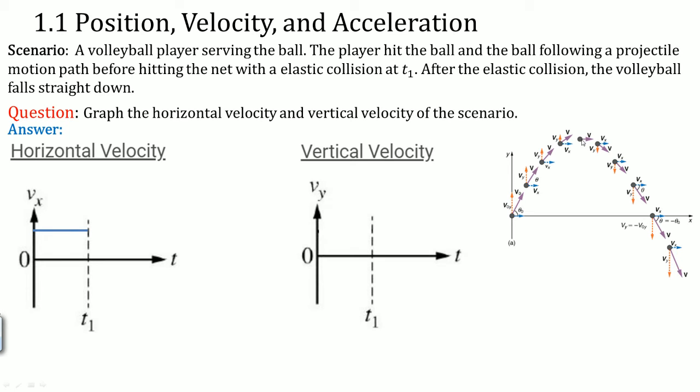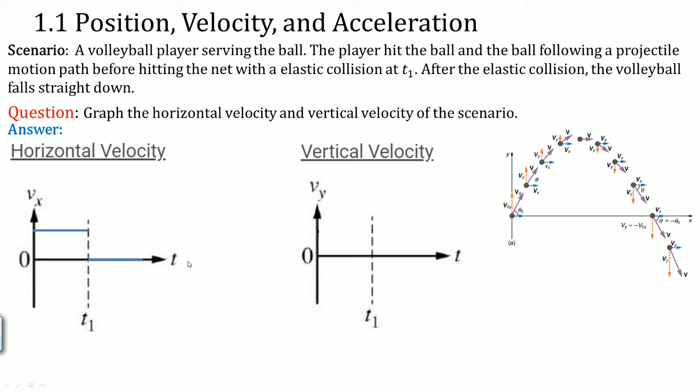Once it hits the net at T1, it no longer has a horizontal velocity because it hits the net and stops. Then it falls straight down. As it falls straight down, there is no horizontal velocity. That is why the second part is flat. This is considered a piecewise step function. It's constant, hits the net at T1, then becomes 0.